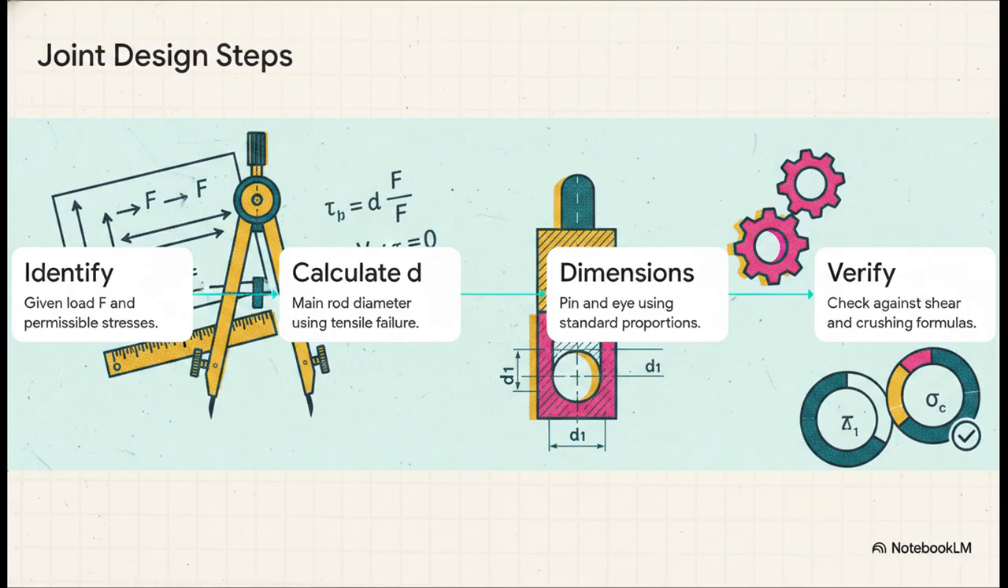And step 4, and this is vital, verify the joint safety. Plug those new dimensions back into your shear and crushing formulas to make sure they don't exceed the limits. Stick to this algorithm, and you're going to solve it every single time.